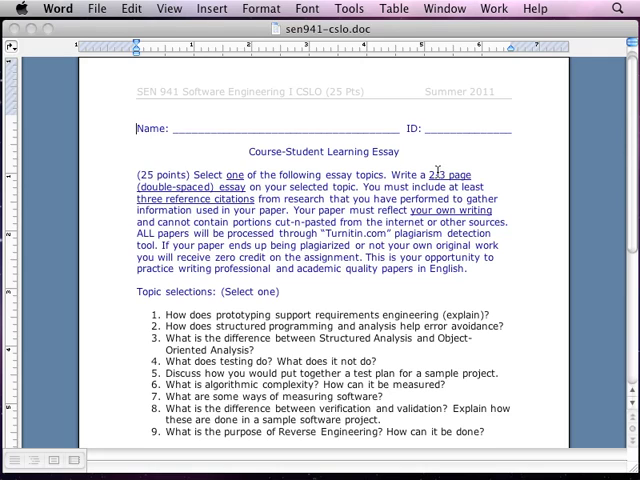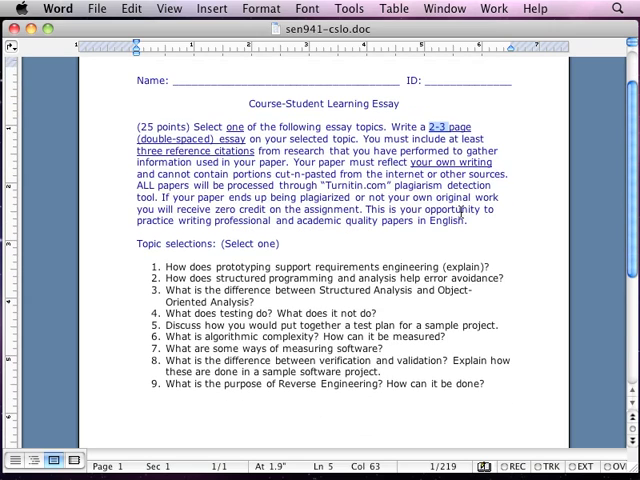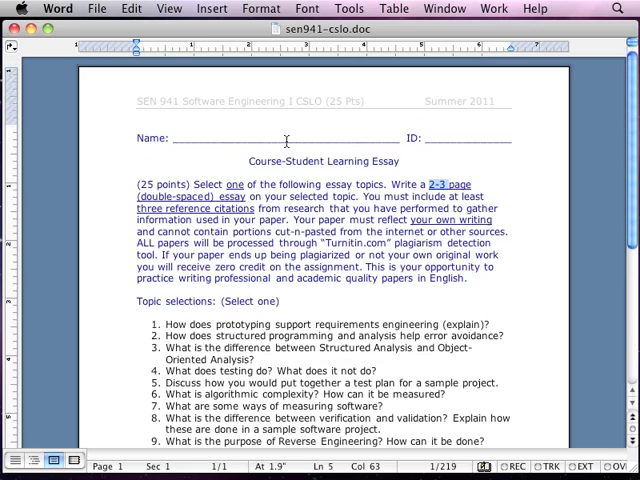So one thing to note, if you've had classes with me before, the format changed a little bit. It used to be 3 to 4. I changed it to 2 to 3 pages because it's really hard to answer some of these questions in more than 2 pages. And this is double-spaced, so it's really like 1 page to 2 pages. So what I'm looking for is preciseness in your answer and not quantity. So give me a good quality answer.